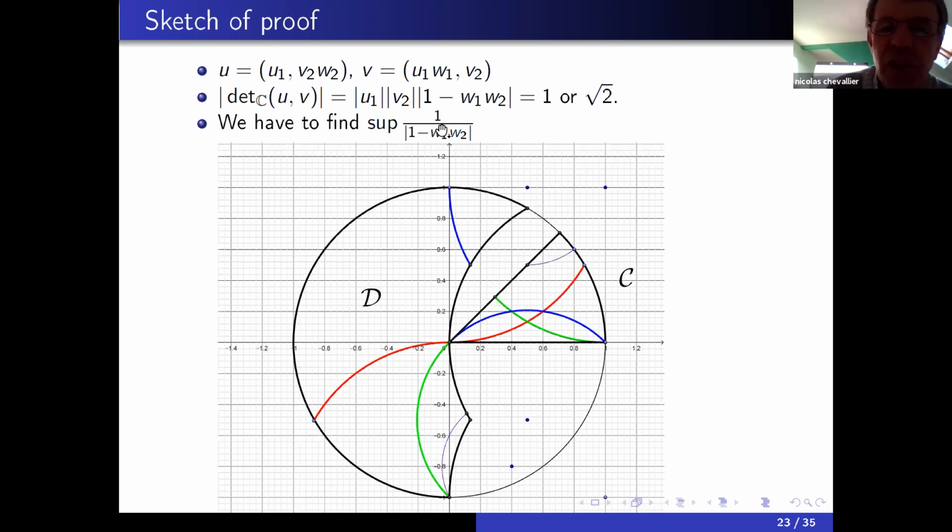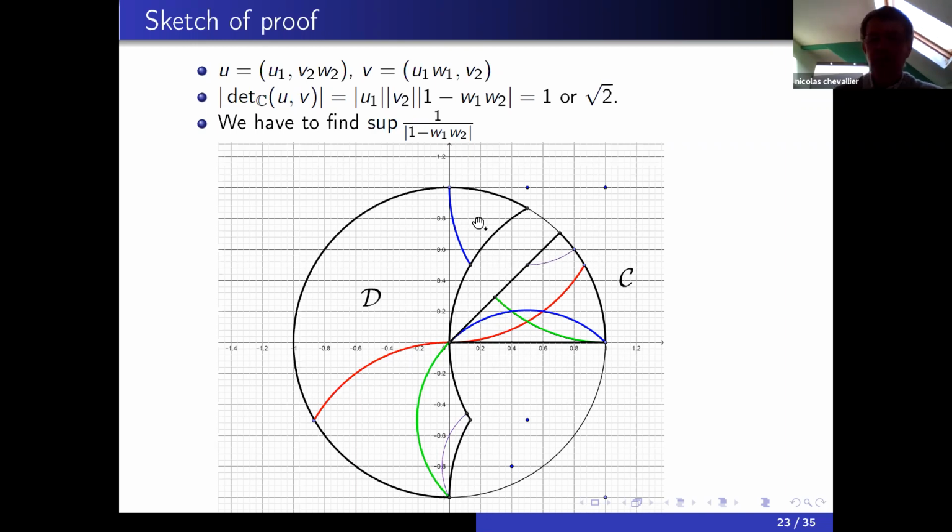So we must just compute the minimum of the function here, modulus of 1 minus W1 times W2, for all the possible W1, W2, but these are given by the previous theorem, and we can still use symmetries. And so we are reduced to study this simple function over a not so complicated set, because the set is given by the circles I just explained before.